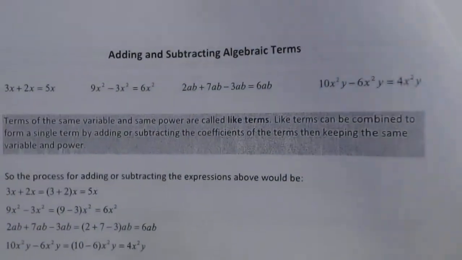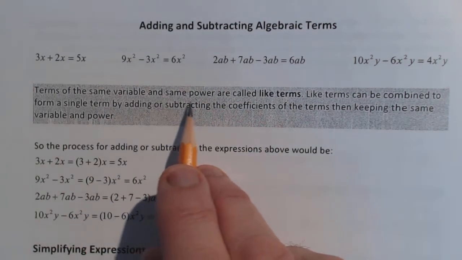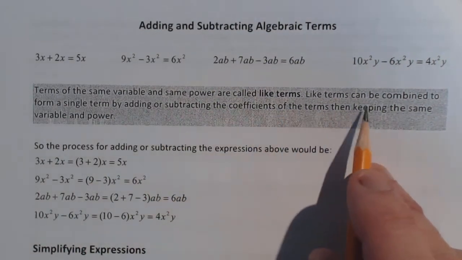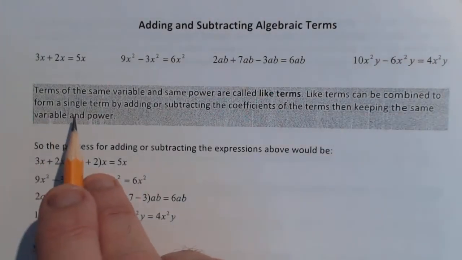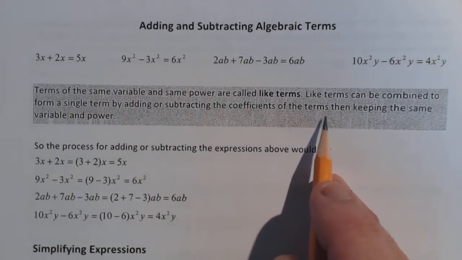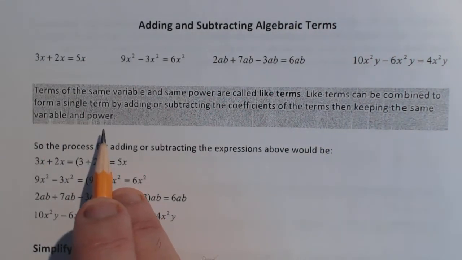And here's the summary. Terms of the same variable and same power are called like terms. Like terms can be combined to form a single term by adding or subtracting the coefficients of the term, then keeping the same variable and same power.